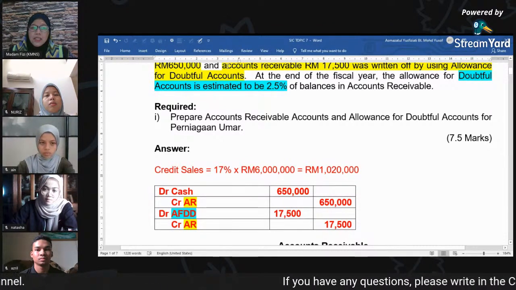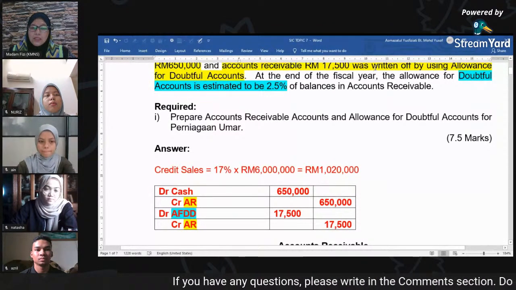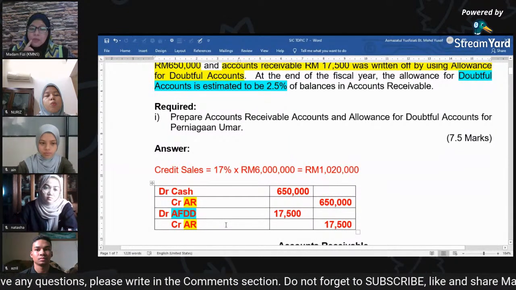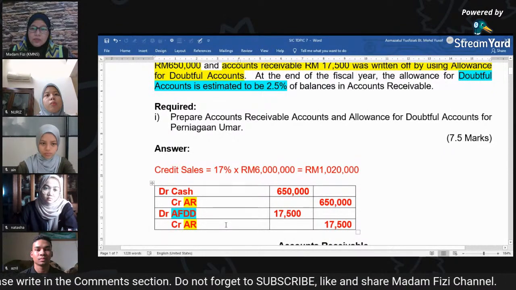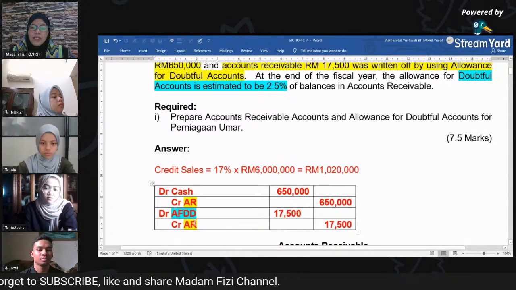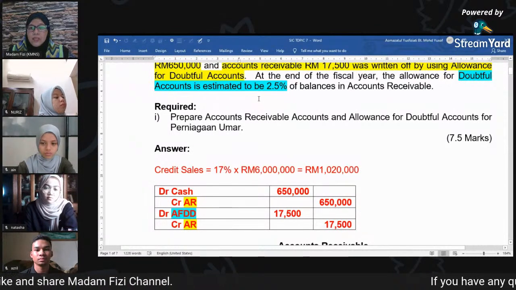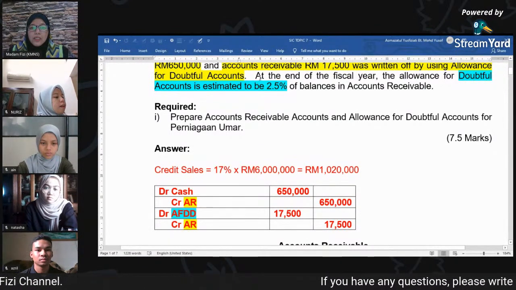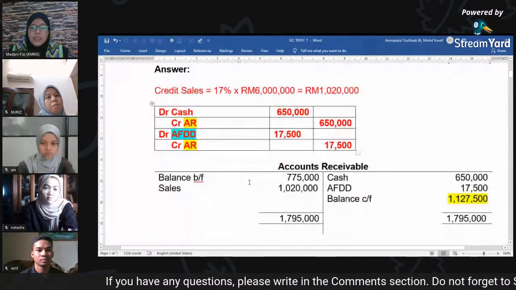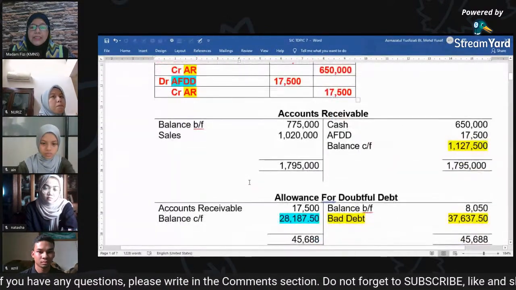Okay, dekat sini yang selalu student tersilap, okay? Because the effect, tau, sebab kita nak buat accounting, accounts receivable and also AFDD. So, tengok dia ada effect dekat sini. Okay, kita dah catat all the information. Now, we're going to do the T accounts.